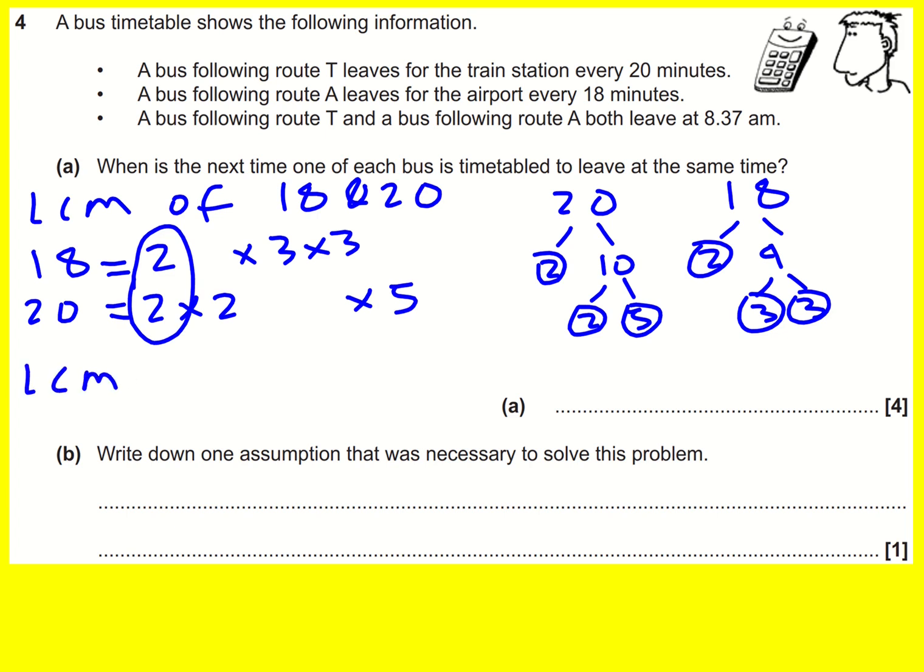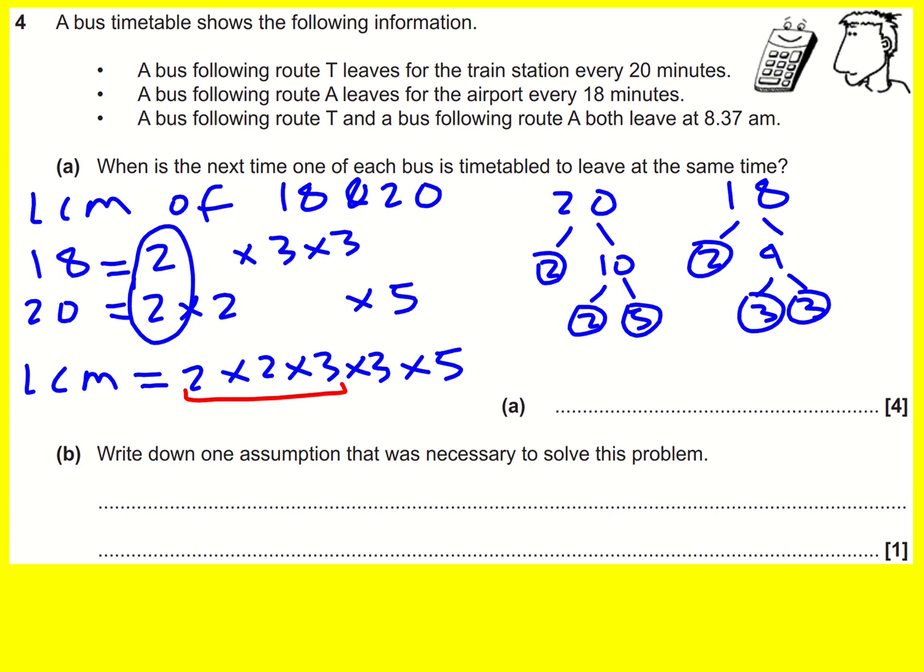And the lowest common multiple is then 2 times 2 times 3 times 3 times 5. I don't need to times by this 2 again. That would give me a common multiple, but not the lowest one. And why is that? Well, because I can see that 18 goes into this lowest common multiple because there it is, whilst 20 goes into it as well because I've got this bit.